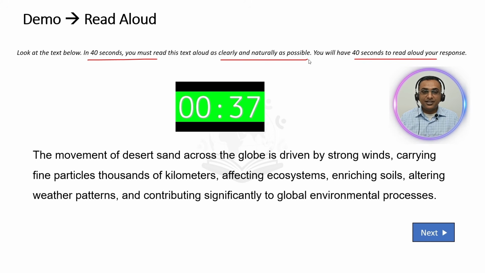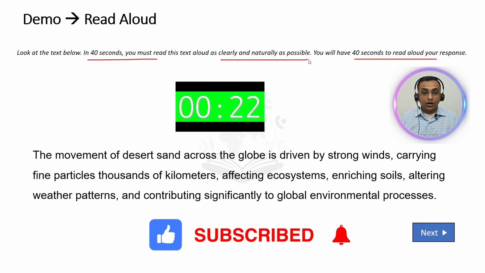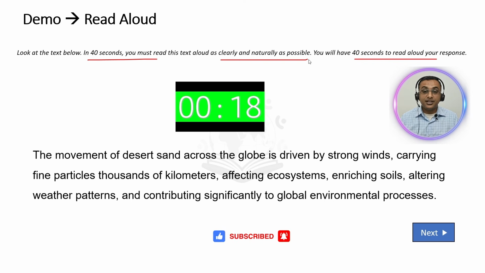The movement of desert sand across the globe is driven by strong winds carrying fine particles thousands of kilometers, affecting ecosystems, enriching soil, altering weather patterns, and contributing significantly to global environmental processes.